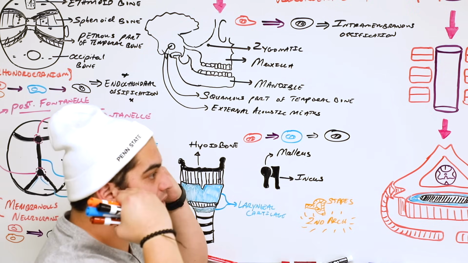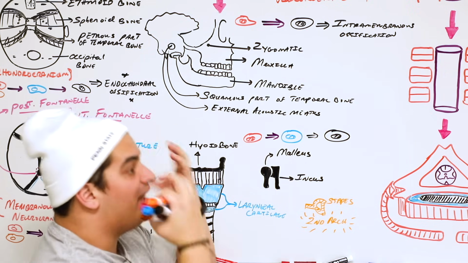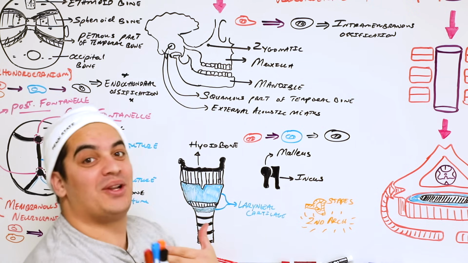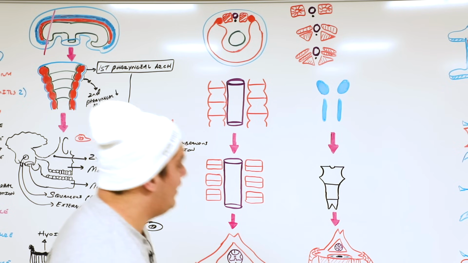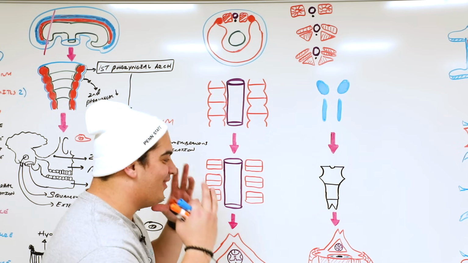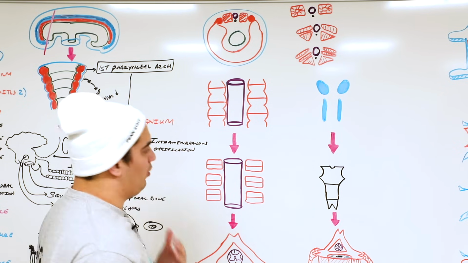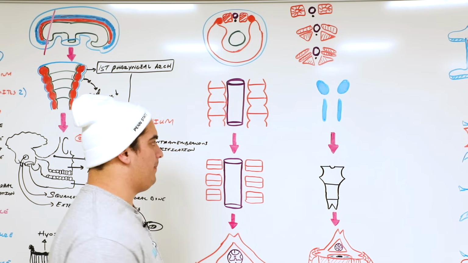So what have we done so far? We made the base of the skull. We made the top of the skull. We made the face, and we made a couple other bones in the neck and in the ear. Now, let's go on to talk about the trunk. All right, Ninja Nerds, so we've talked about the skull. Let's go to the trunk. Let's start making our vertebrae. Let's start making the ribs. Let's start making the sternum.